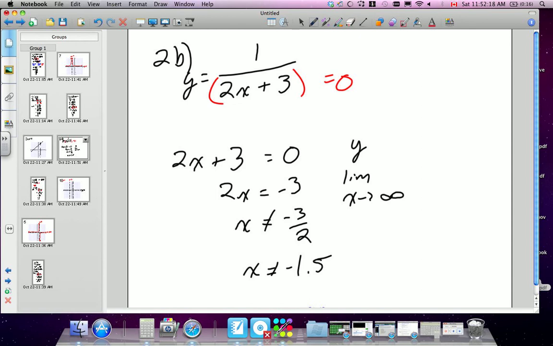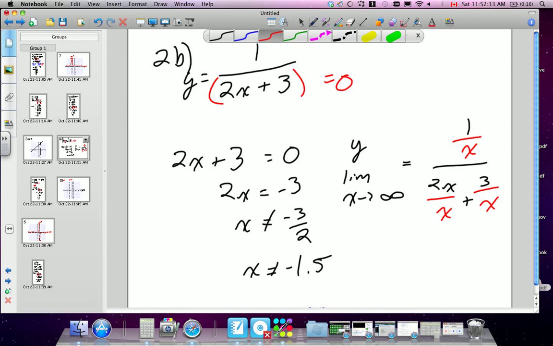Same idea. This time, though, when the limit as x approaches infinity, we get 1 over 2x plus 3. And the highest degree of these terms is just x. So we're going to divide each of them by x. Okay? So we divide each by x. Let's see what we get here.